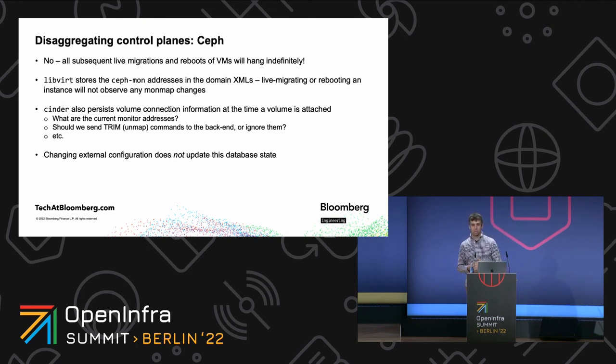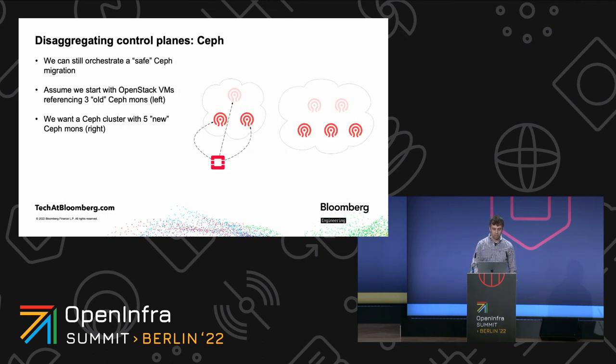We've also run into issues where we tried to disable trim, and we found that the trimmed flag is now embedded into the attachment information. So it's not very easy to disable. There are things you can do to fix this, but it's something you should be aware of, that Cinder keeps this information. It's not always as easy as just moving things around to different IPs.